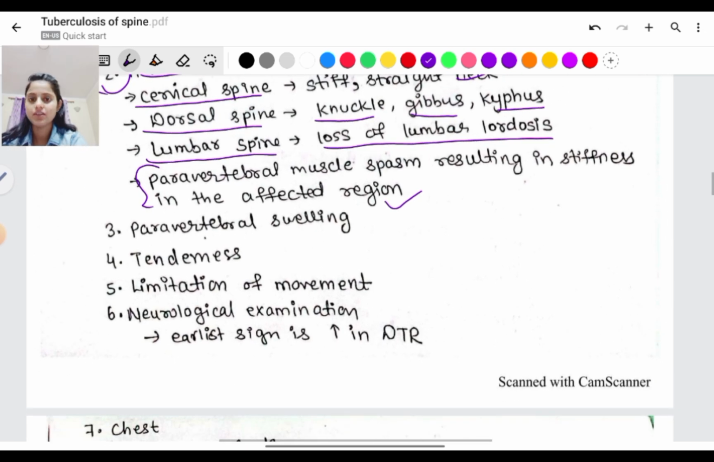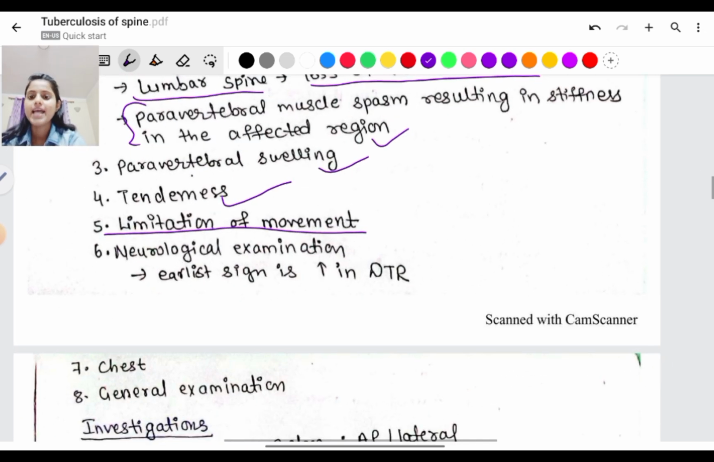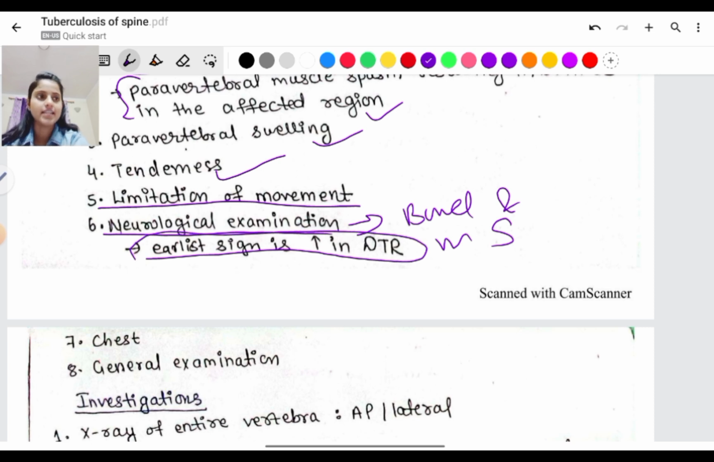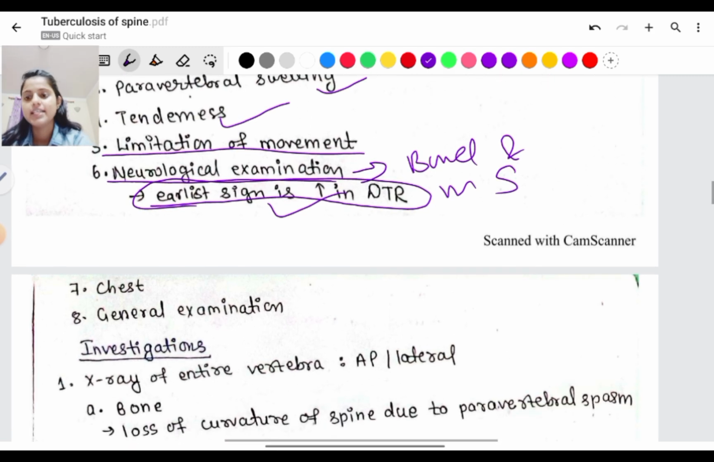Paravertebral swelling will occur. There will be tenderness. There will be limitation of movement, and neurological examination is done, in which we see the bowel and bladder function, motor, sensory, and an increase in deep tendon reflex is the earliest sign. And if there is an upper motor neuron lesion, then spastic paraparesis is seen. In the chest, we see the pectus carinatum.